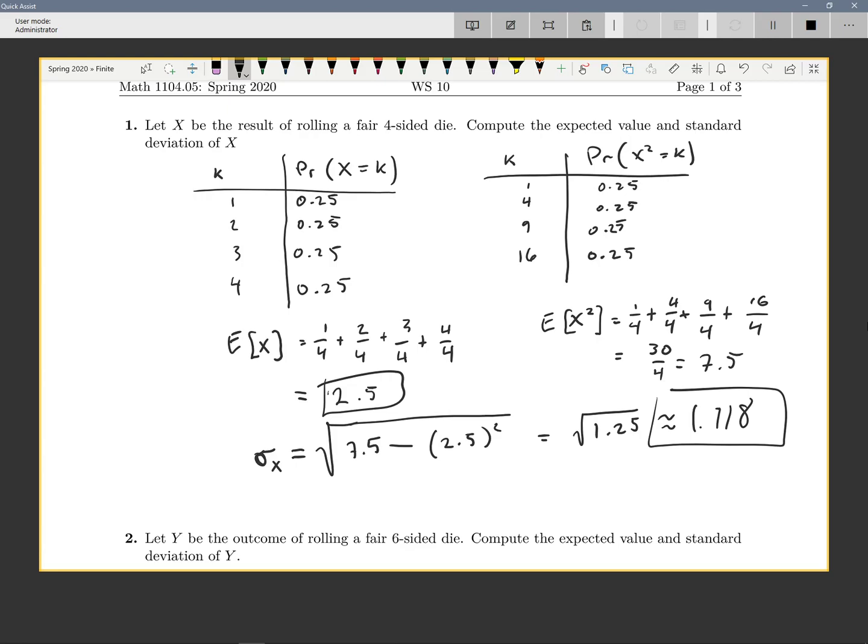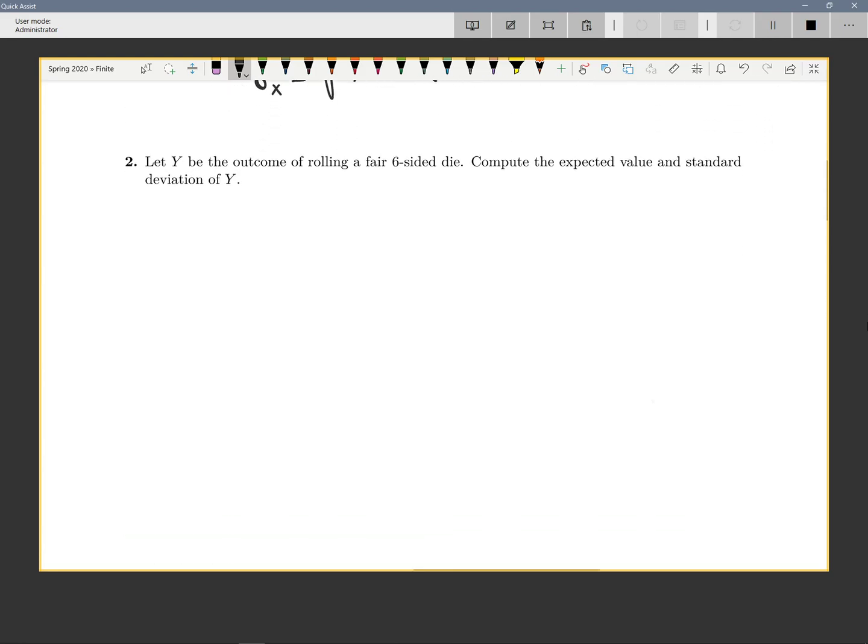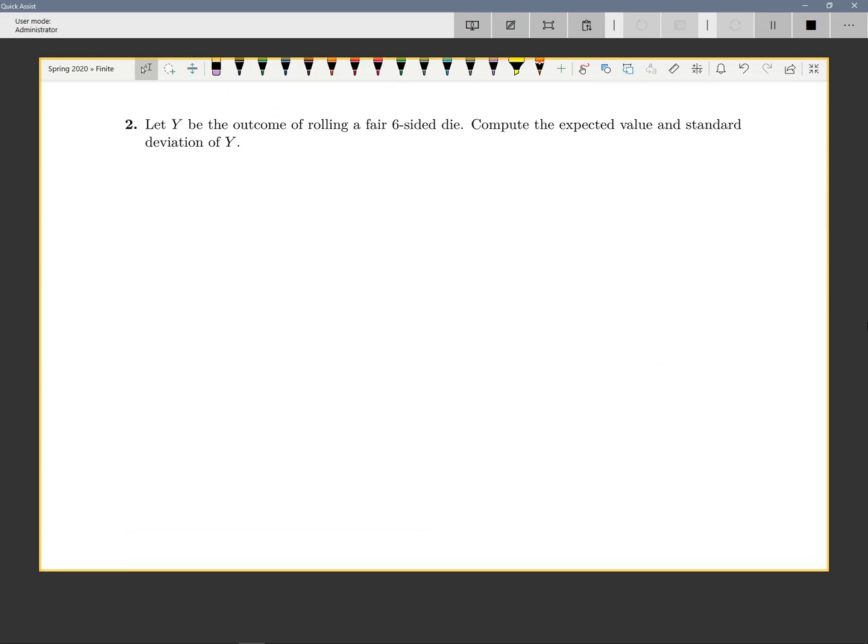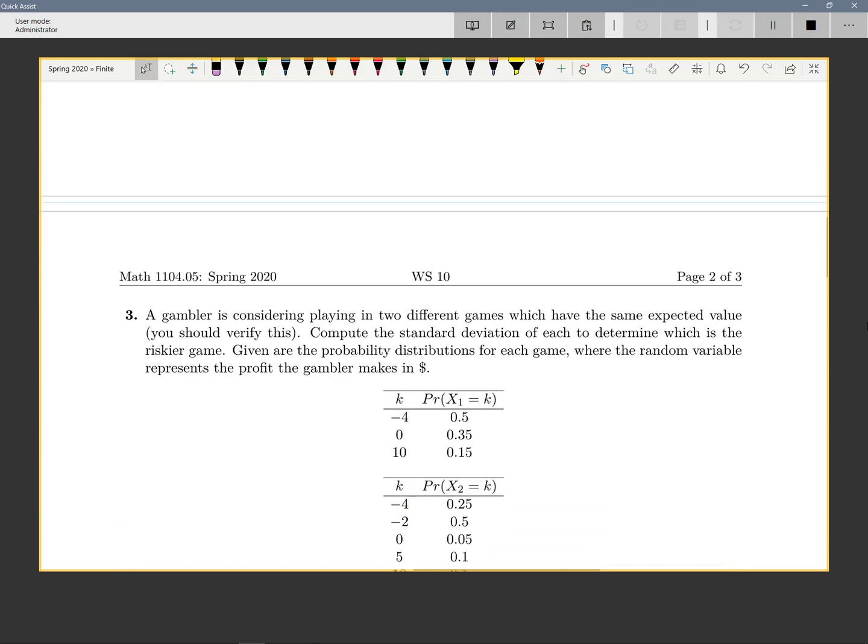Alright, so for the next question, let y be the outcome of rolling a fair six-sided die, and compute the expected value and standard deviation. Basically the same idea, except it's a six-sided die. I should note, because there are more possibilities and they're all equally likely, we should expect the standard deviation to be slightly higher with the six-sided die than with the four-sided die. But I'll leave that for you to compute.